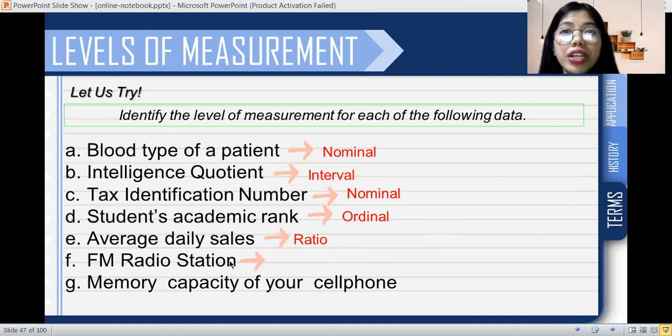Wala kang average daily sales. Wala kang sales ngayong araw na to, ganyan po. Wala kang nabenta ngayon. Ganun po yung ibig sabihin nun.